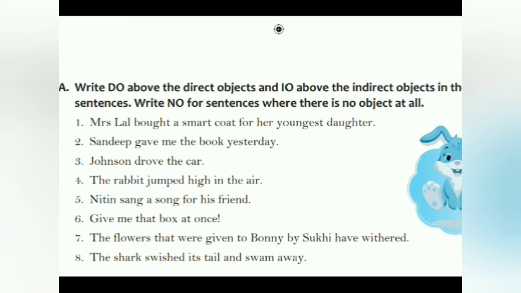Next is the flowers that were given to Bonnie by Sukhi have withered. What did Sukhi give? The flowers. So the flowers are the direct object. And to whom did Sukhi give? Bonnie. The answer of whom is coming from Bonnie. So Bonnie is the indirect object. Next is the shark swished its tail. The shark is the subject, swished its tail. What did it swish? Its tail. So its tail is the direct object. And here is no indirect object. Clear?